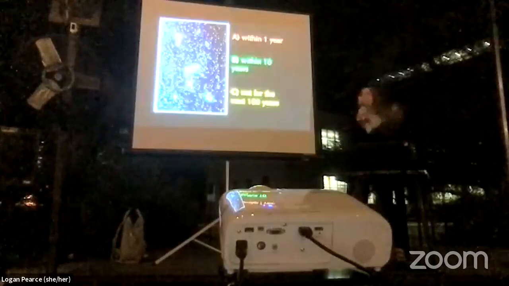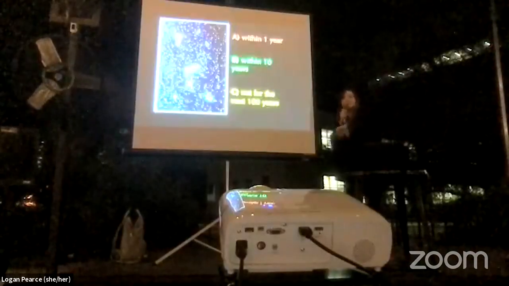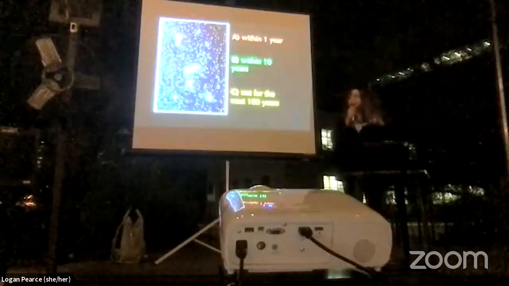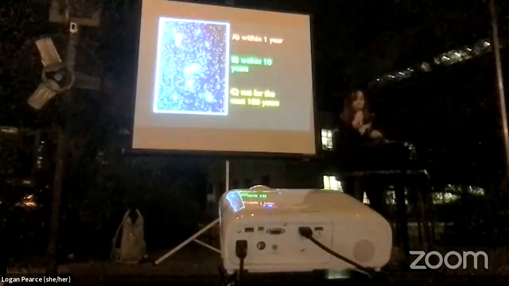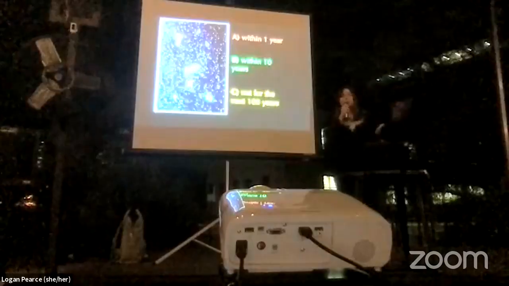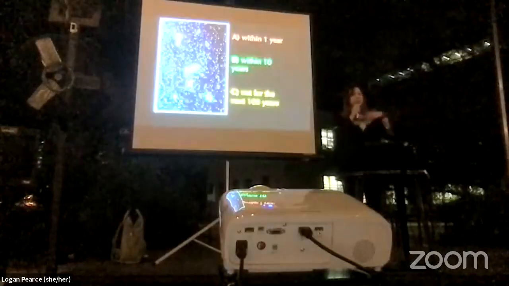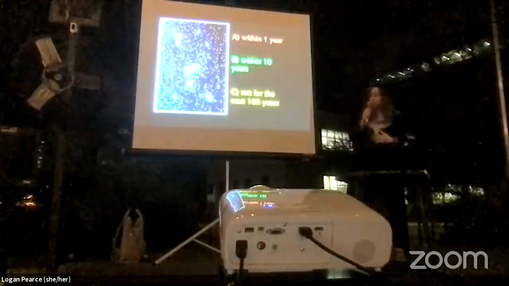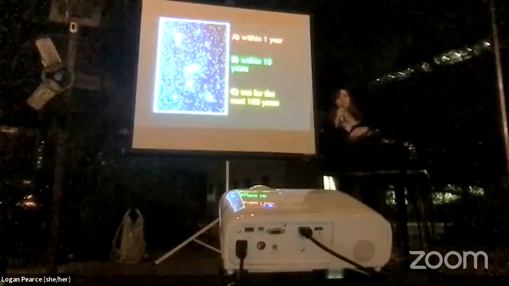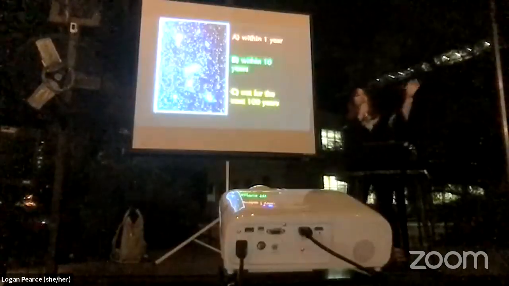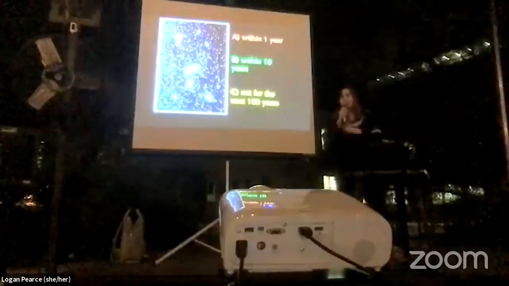Is it going to be A, within 1 year? And astronomers are going to be able to discover and study the closest supernova in a long, long time. Is it going to be B, within 10 years? Maybe I'll still be around studying these, and I'll be the one to study them. Or is it C, not for the next 100 years? So this isn't like a first person to raise their hand one. Somebody already got their prize.